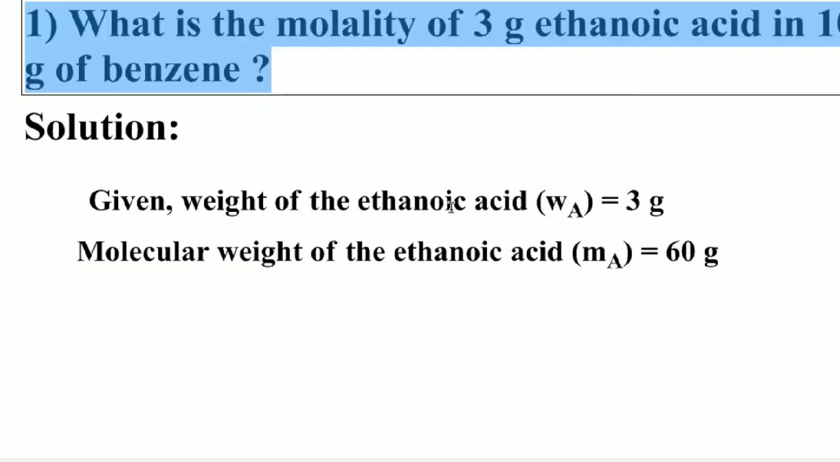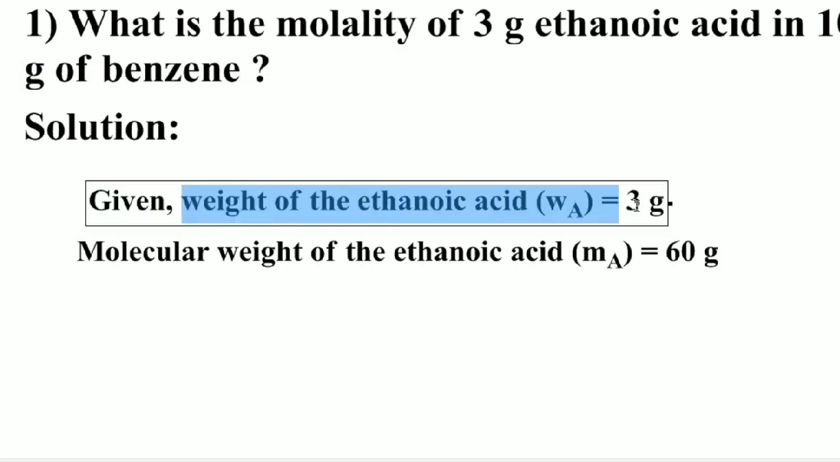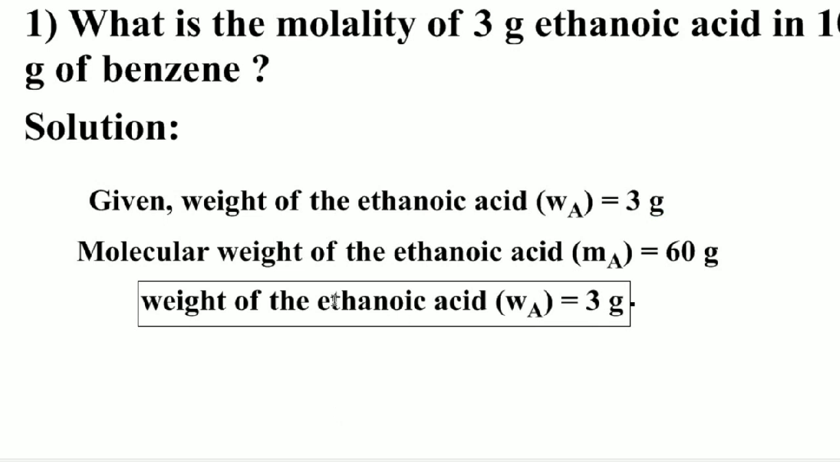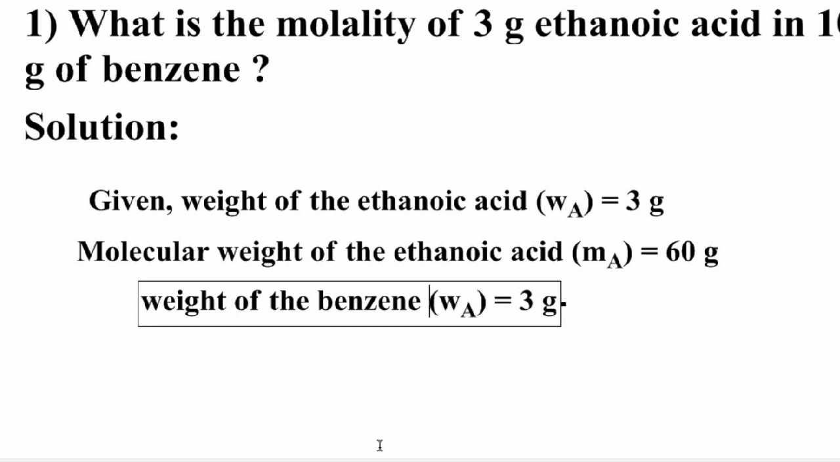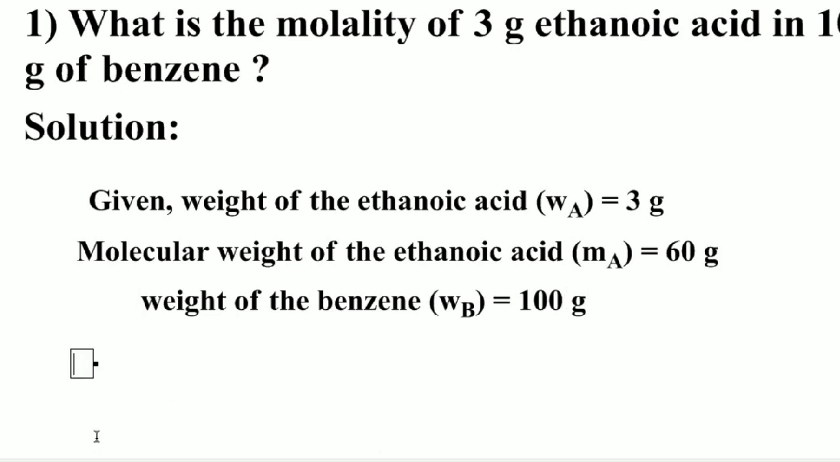And similarly, the weight of the solvent. In this problem the solvent is benzene. So given weight of the benzene, WB in grams. WB is equal to 100 grams. 100 grams is the weight of the solvent, that is nothing but benzene.